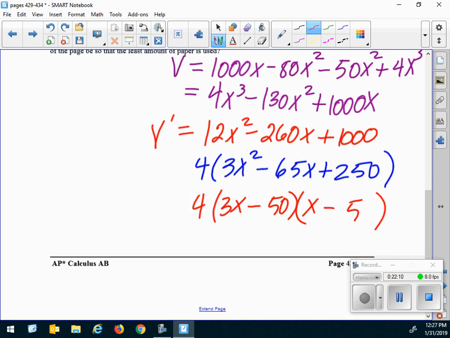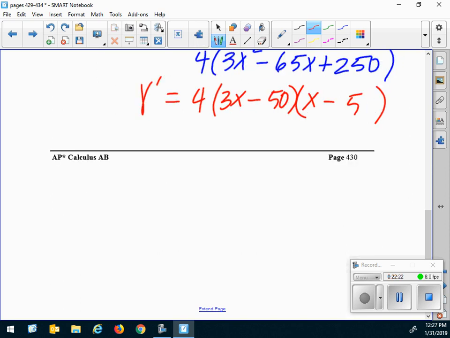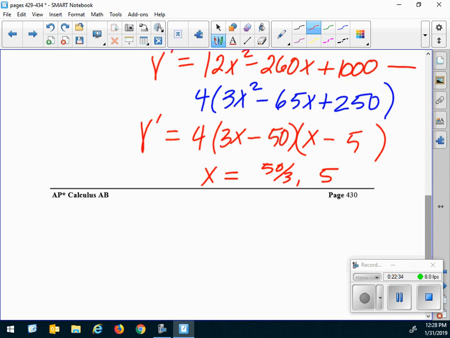All right. That's good. What's x? 50/3 or 5? Now, obviously, if you had a calculator, you could put that on your y equals, graph it, and what would you look for? Zeros. You'd be looking for your zeros, which are going to give you these.